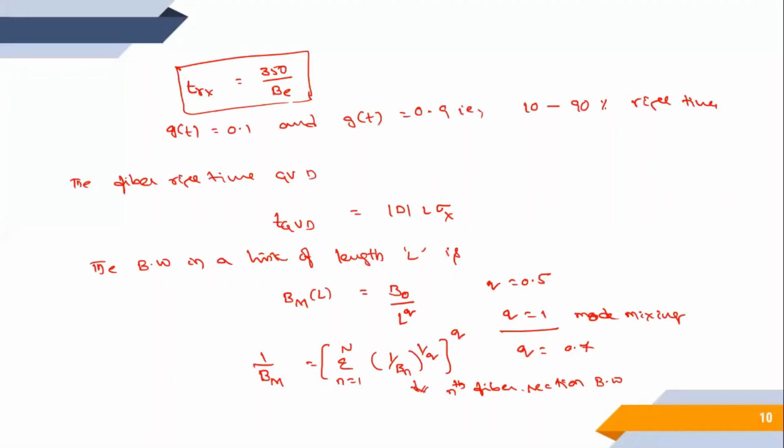This expression can also be expressed in terms of time domain as Tm of n is equal to sigma n is equal to 1 to n Tn of n whole to the power of Q, whole power Q. So now here this Tm of n is called pulse broadening, which occurs over n number of cable sections, in which the individual pulse broadenings are given by simply Tn, individual pulse broadenings.